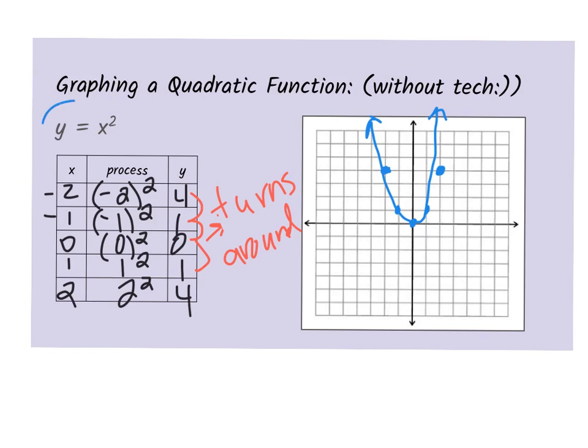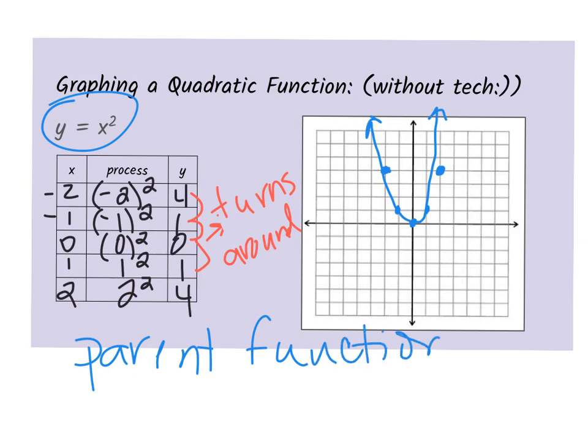So this right here, this is what we call the parent function. Next week we're going to look at transformations of parent functions. And we didn't really do that with the linear functions. I just skipped it because it makes a lot more sense when we look at the quadratics. You can see what's going on better. And then after we're done with the quadratic transformations, we'll go hit some linear stuff as well.